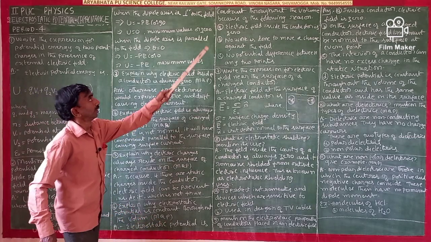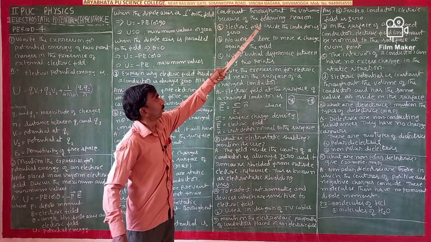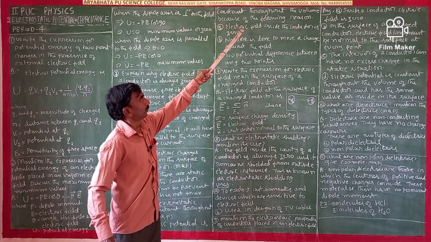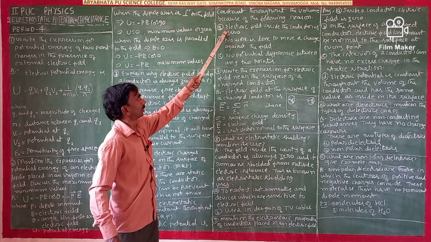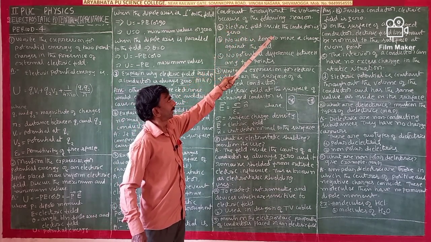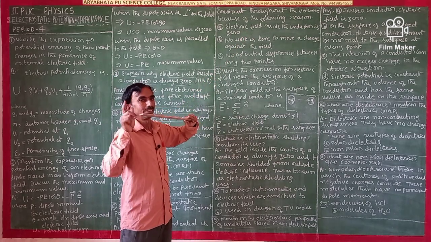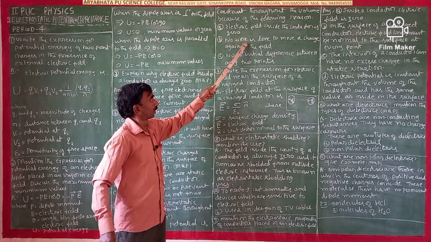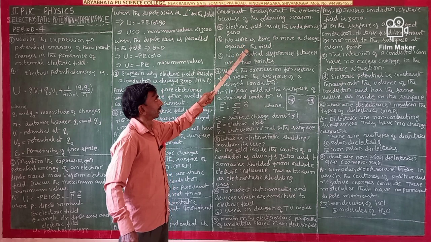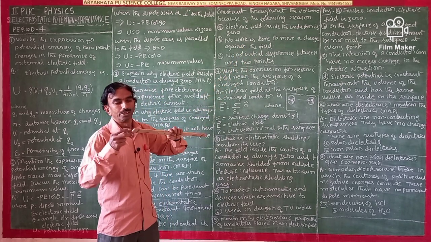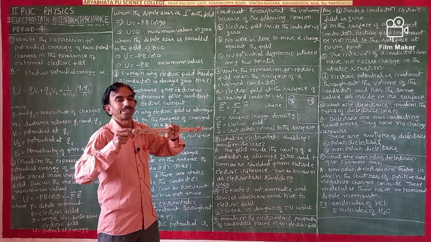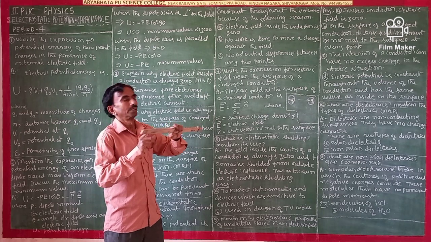Electrostatic potential is constant throughout the volume because of the following reasons. First, the electric field inside the conductor is zero. The electric field inside the conductor is always zero. No work is done to move a charge against the field. So inside the conductor, no work is done to move charges.